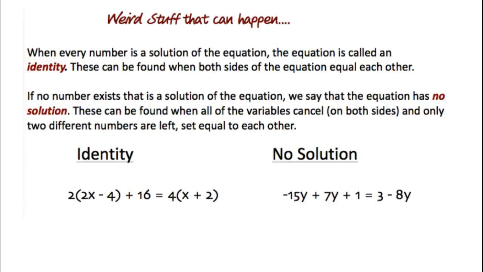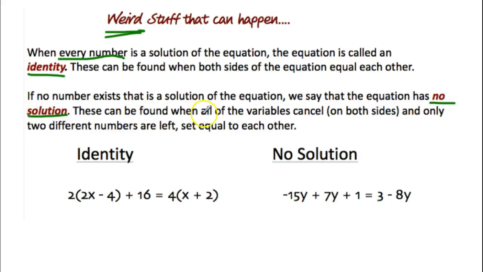Alright, things are going to get a little weird right now, so prepare yourself. So we have two things. When every number is a solution of the equation, this is important, it is called an identity. These can be found when both sides of the equation equal each other. If no number exists that is a solution of the equation, we say that the equation has no solution.